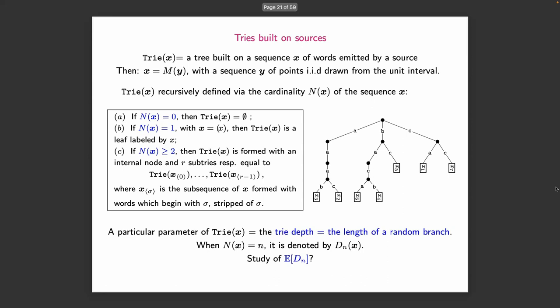Okay, so I am interested here in a particular parameter of the trie, which I call the trie depth. And the trie depth is just the length of a random branch. So when the cardinality is equal to n, the trie has n branches, and I choose at random a branch, and I consider its length, and it is the trie depth. And when the cardinality is equal to n, I denote it by dn of x. And the main parameter is the trie depth, and the main study is the expectation of the depth.